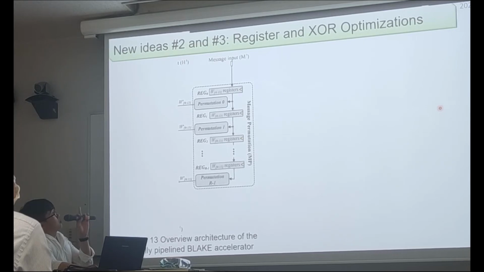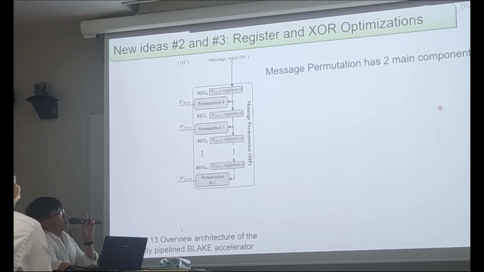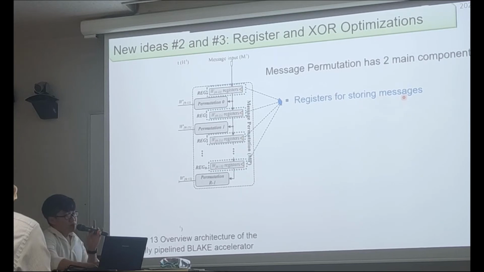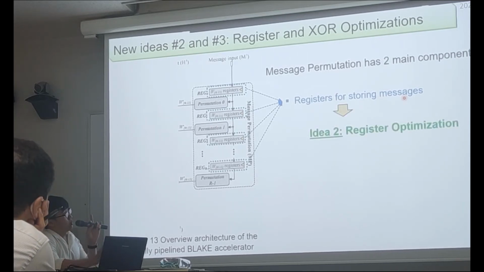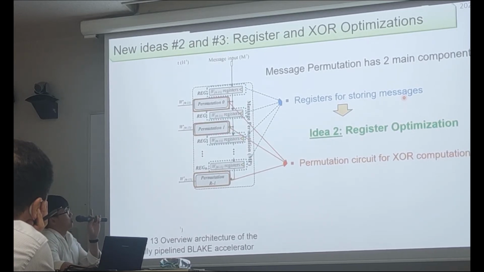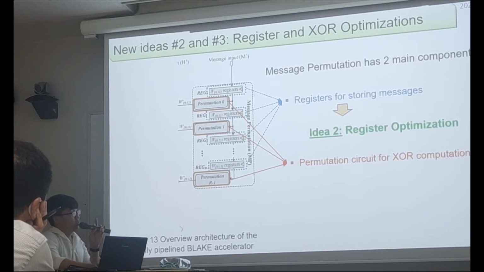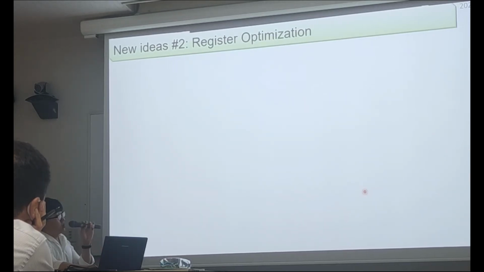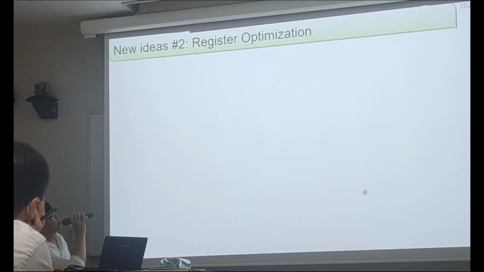Now let's go to the message permutation. Message permutation has two components. The first one is the register, used to store the message inputs. This is idea 2, the register optimization. The second one is the permutation circuit. In this circuit, they just have a lot of short computation. This is the reason that in idea 3 we propose the SHA optimization. Now let's go to the second one, the register optimization.